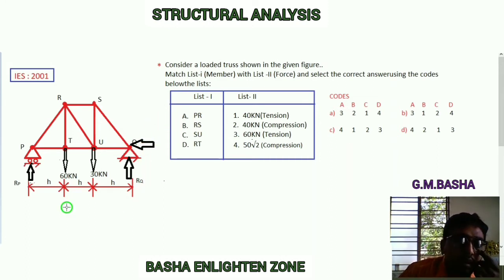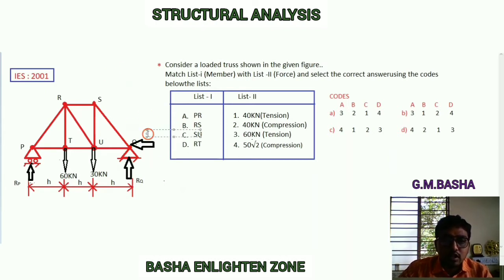So I have already given the names: this vertical reaction will be RP at P and RQ at Q, and this horizontal reaction will be HQ. But see here, there will be no horizontal forces in the diagram. Therefore, if you take sum of the horizontal forces on a truss equal to 0, this horizontal reaction at Q will be equal to 0.